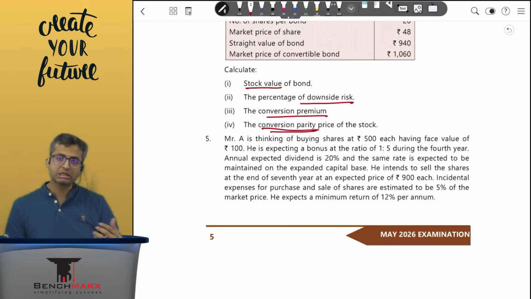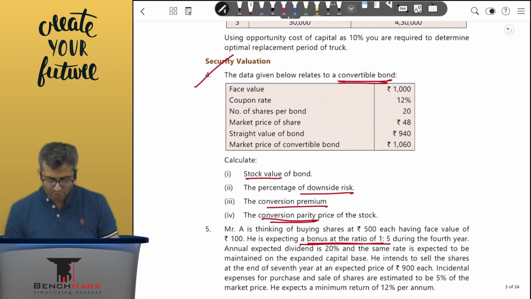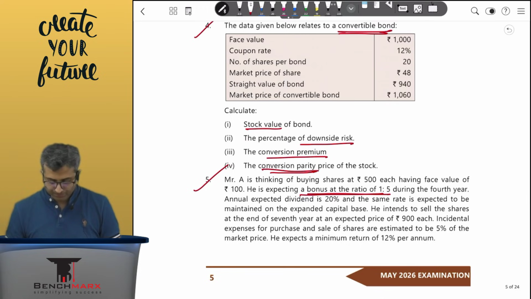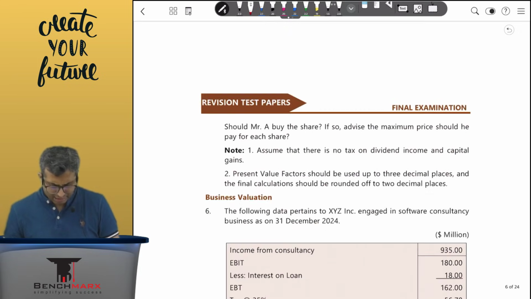Then in another question for valuation, they've had an equity share where, let's say, there is a bonus and that equity share is later sold, so you have to find the maximum purchase price for that. Again, a very similar question that we've done. So they've asked you regarding convertible bonds, and regarding equity valuation in case of a bonus and a possible sale after a few years.